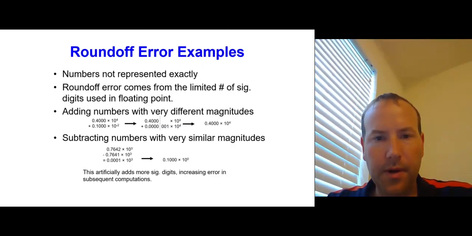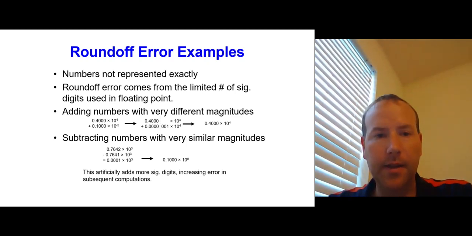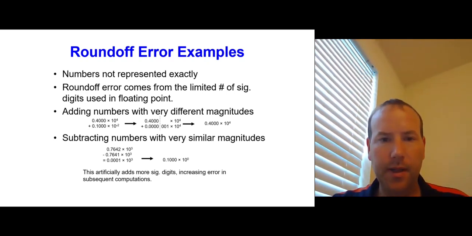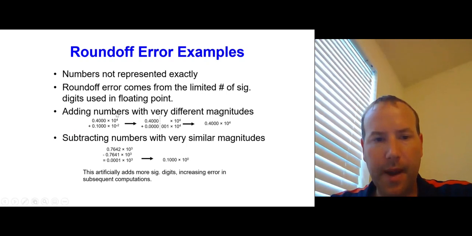So here are some other examples of where you might get round-off error. As we see, this round-off error comes from not representing numbers exactly in the computer, and so it usually becomes an issue when there are a limited number of significant digits used in floating point. The trade-off here is that if you save more and more numbers, that requires more and more memory in the computer, and so there's a trade-off between the memory that a computer has and the round-off error that results in computations. One issue where you encounter a lot of round-off error is when you're adding numbers of very different magnitudes.